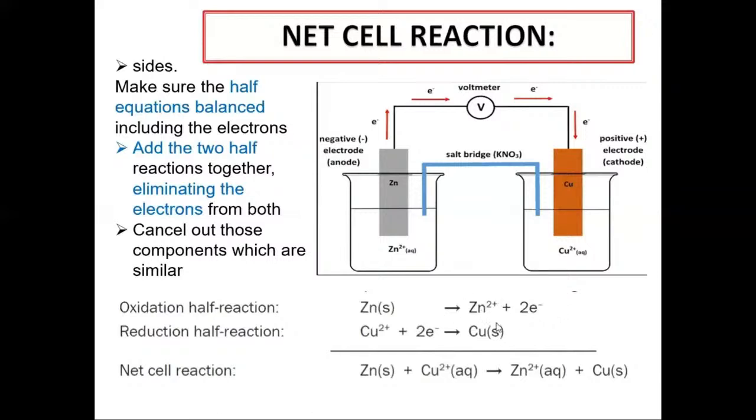I come to this side. I have zinc 2 ions. Do I have zinc 2 ions on the other side? No, I leave them. I have copper solid. Do I have copper solid on the other side? No, so I leave them. Now I combine zinc plus copper 2, zinc plus copper 2. This is a solid, this is aqueous. Whenever you have a charge, it is aqueous. You just have to know that. Then the arrow, and then I have zinc 2 aqueous plus copper solid. The electrons cancel. That's how you write the full equation.